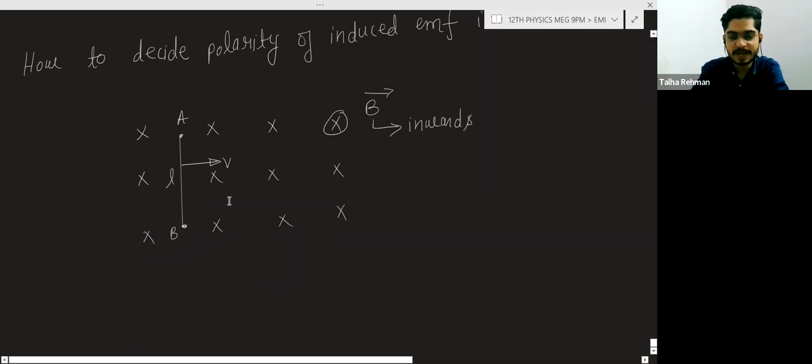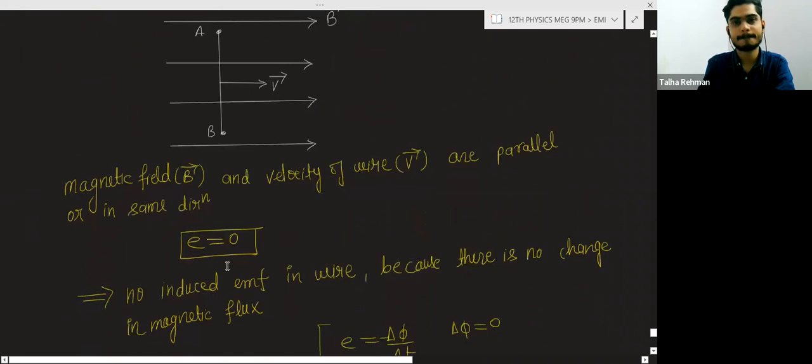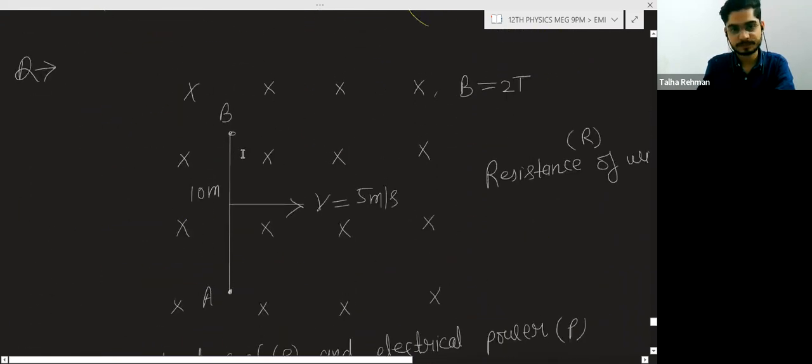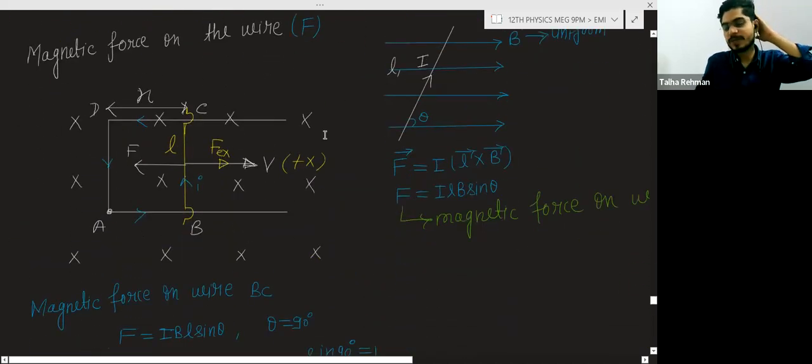So we have to decide which end of the conductor will be positive and which end will be negative. Why will there be an EMF? Because this conductor is moving in the magnetic field, there will be a change in the magnetic flux with respect to this wire. We have already discussed this case. Here, this conductor is moving in the inward magnetic field, and the EMF is induced in this wire.